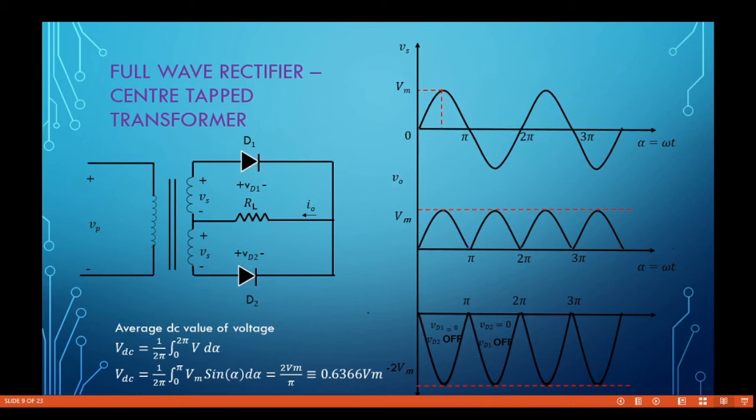So the output will be produced at the load. This is the I0 current, the output current produced at the load. So you will get the positive half wave output.